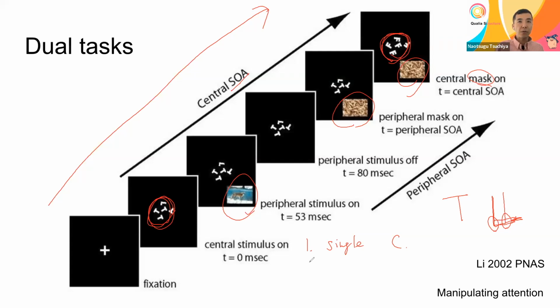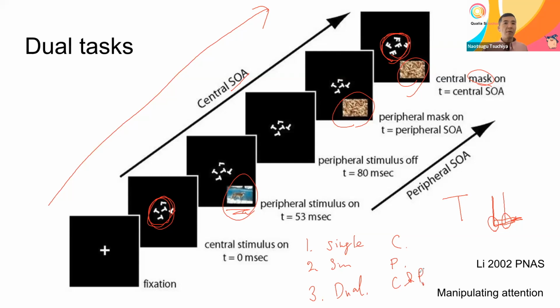The second condition is again a single task, but it's a peripheral task. So we completely ignore the central letters, but pay attention to the periphery, and then report, in this case, whether the stimulus included an animal or not. You just focus on that, okay? That's a single task. And then as a third condition, we have a dual task, which has both the C, central task, and P, peripheral task, okay?